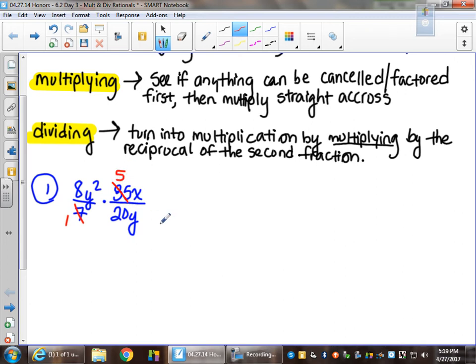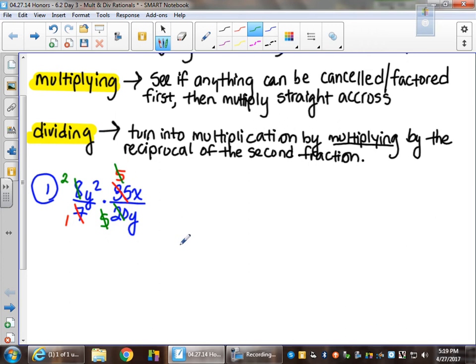What else can we do? Well, I see 8 and 20. I know that 4 divides into 8 twice and into 20 5 times. But look at that. These 5s, 5 and 5 will cancel.